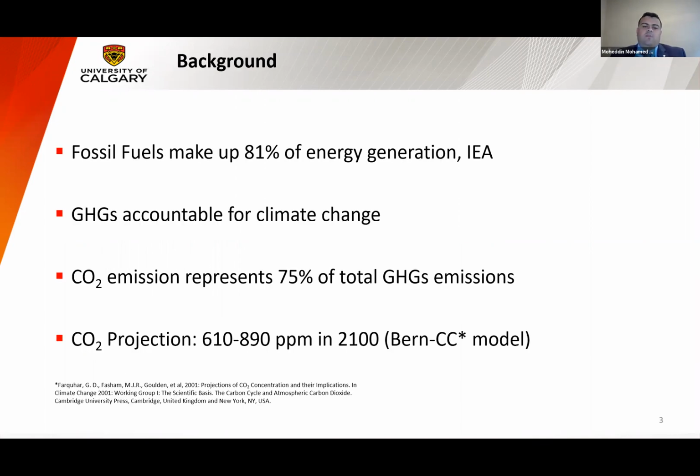Fossil fuels today make up about 81% of energy sources. And as energy demand increases, greenhouse gas emissions increase, which is mainly driven by industrial processes, power generation, and urbanization. CO2 is the main greenhouse gas, representing about 75% of total emissions. In the past few years, CO2 levels have passed 400 ppm. Projections for the end of the century estimate between 600 and 900 ppm based on some models.